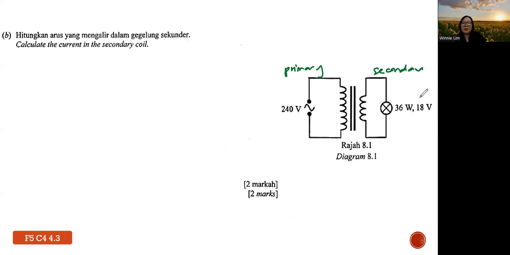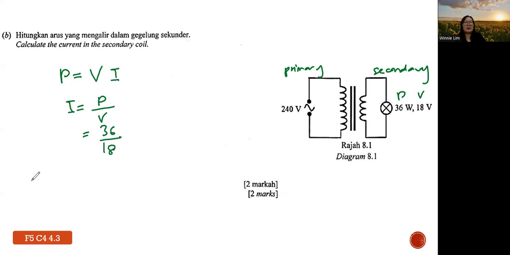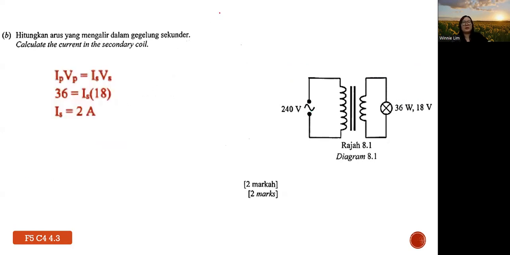So they give me the idea of power and voltage. So we will use the P equals VI idea. Also, I want to find the I, so I equals P over V. So 36 over 18, then I will get the answer. So my answer will be 2 here.